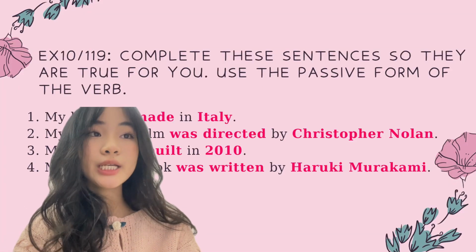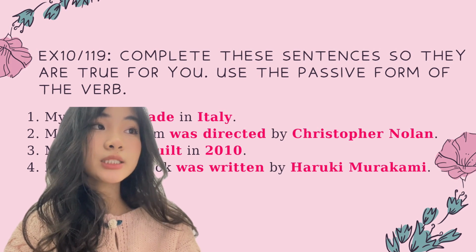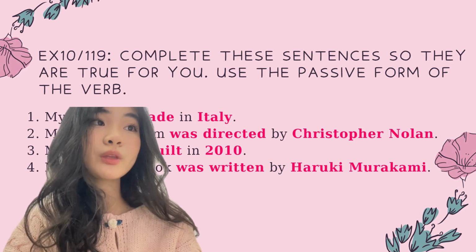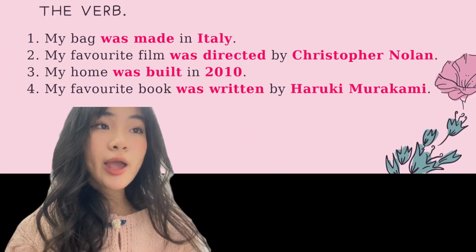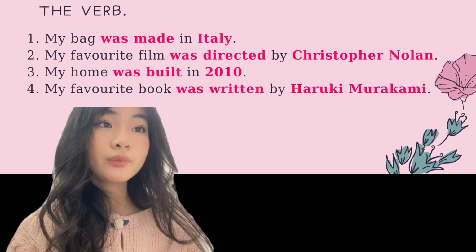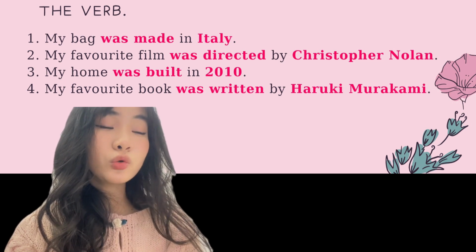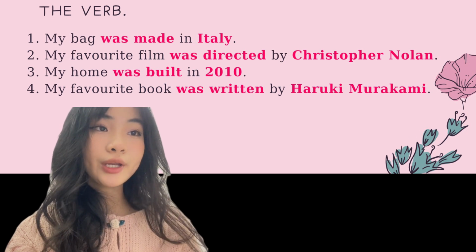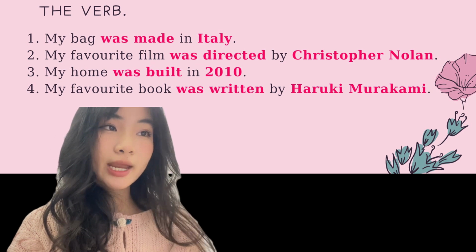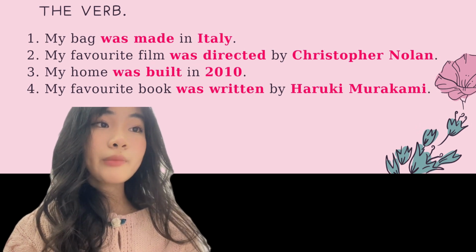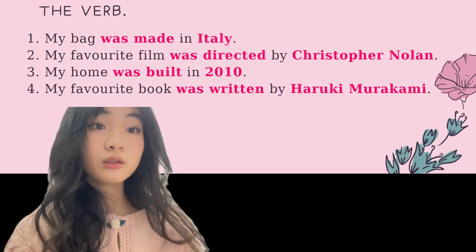Exercise 10, page 119. Complete these sentences so they are true for you. Use the passive form of the verb. 1. My bag was made in Italy. 2. My favorite film was directed by Christopher Nolan. 3. My home was built in 2010. 4. My favorite book was written by Haruki Murakami.